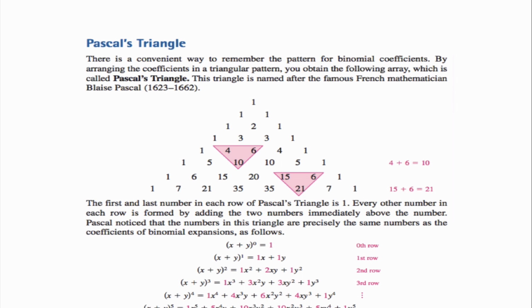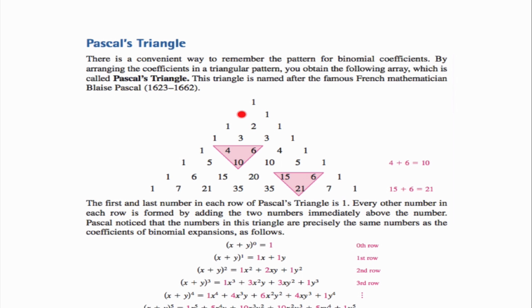So the way that it works is that the first number and the last number in each row is a 1. Every other number in each row is formed by adding the two numbers immediately above the number. Okay, so like here we have 1, 1, 1. Okay, we couldn't really do much. Those are all the outside ones.